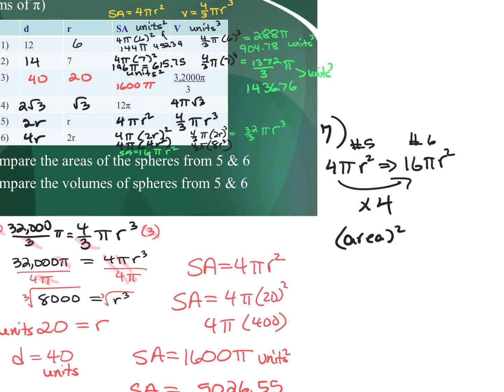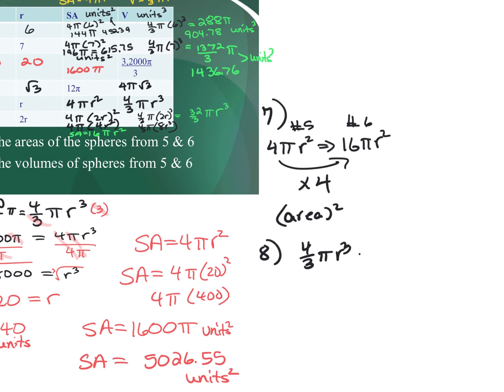So then number 8, they want you to compare the volumes. 4/3 pi r cubed is the first one from number 5, and then 32 over 3 pi r cubed. Notice this one was multiplied by 8. So again, this is like taking our scale factor, and what we did was we cubed it. Because 2 cubed, that's how we got the 8.